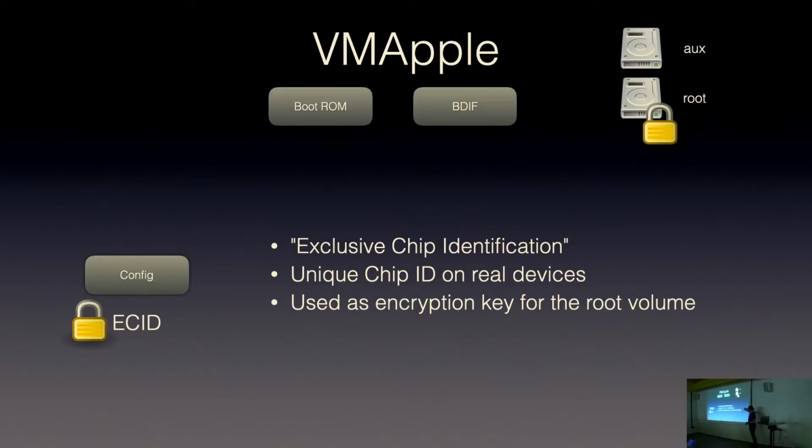And because of that, it basically by default always is used as the encryption key for your root volume, which makes it super annoying. It essentially means you cannot take a root volume from one virtual machine and attach it to another virtual machine, because as soon as the ECID is mismatching, you're toast. Like you just cannot access any of that data. So you always have to carry the ECID around as well.